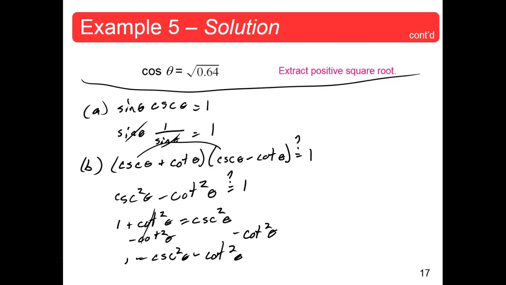Oh, you can look in the book, and they actually do the FOIL method and then cancel out the cross terms, which we just sort of skipped because we knew what that was going to produce, and we saw from the Pythagorean identity that it is indeed equal to 1. And there's a checkpoint there.